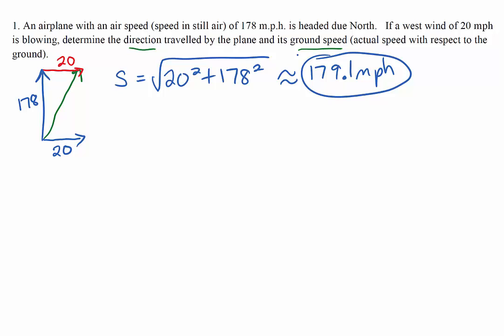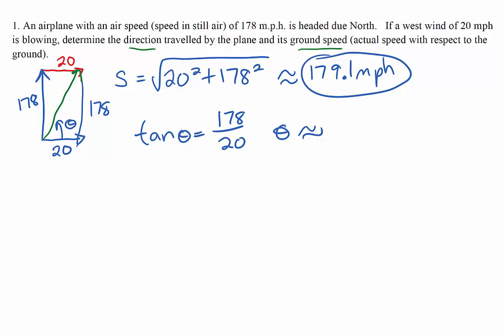Okay, now let's figure out the angle. So this angle will be this angle right here. So maybe I'll make this triangle down this way as well, 178 down this way. And as we look at this, then we can see that tangent theta is going to be opposite 178 over adjacent 20. So we can grab the calculator then and figure out what theta is by doing inverse tangent. And it looks like we get 83.6 degrees.